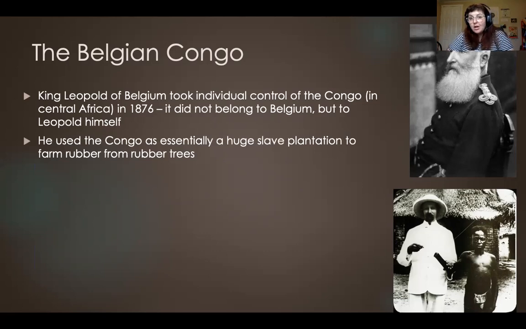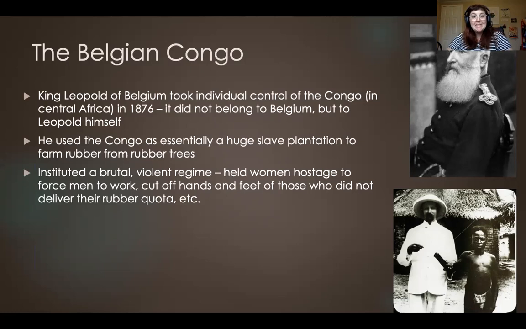And he used the Congo as essentially a huge private slave plantation to farm rubber from rubber trees to then sell to European companies who needed rubber for their industries. So this was basically a huge slave profit making machine for King Leopold. And he instituted there an extremely brutal, violent regime. He would hold women and children hostage to force men to work. He would cut off the hands and feet of people who did not deliver their rubber quota, et cetera, et cetera. He, and the people who worked for him, did some really horrible atrocities there.